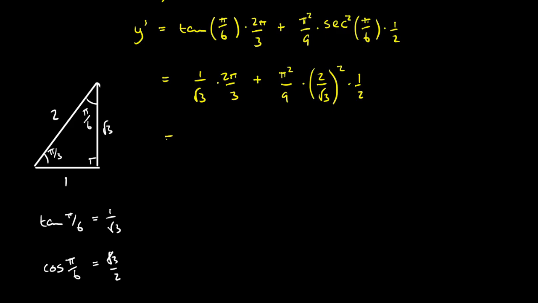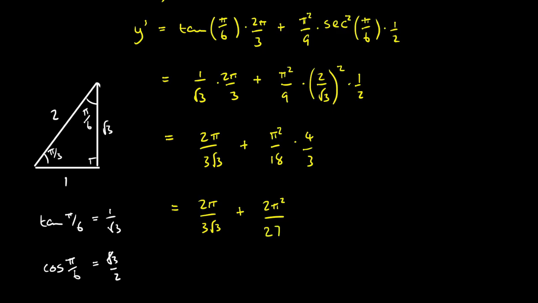Okay, so let's keep simplifying. 2 pi upon 3 root 3 plus pi squared upon 18 times by, square that out, 4 upon 3, which is going to be 2 pi upon 3 root 3 plus, let's cancel a little bit, so 2 pi squared upon, so the 18 cancels, give 9, and 9 times by 3 is 27.